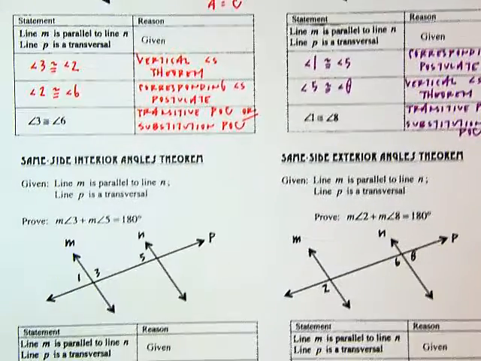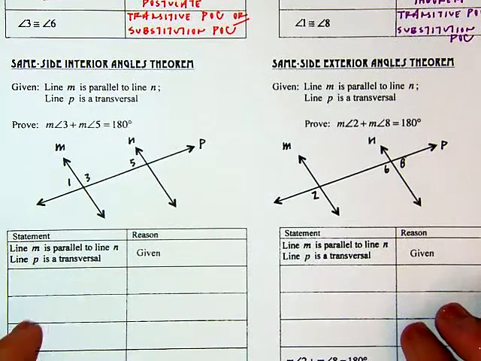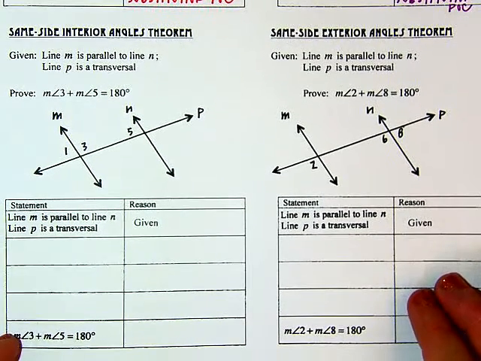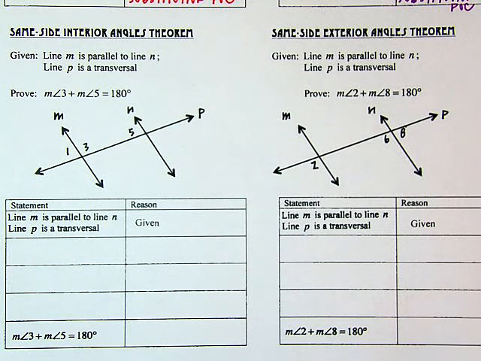All right, next up. So these two at the bottom, same side interior, same side exterior, are also very similar. I could also say consecutive interior or consecutive exterior. In these proofs, we're trying to show why the relationship is one where they are supplementary. And supplementary just means that their measures add up to 180. So I'm making that my end game. I'm saying, okay, let's start with the lines are parallel. They're cut by a transversal. Why is it that the sum of their measures adds to 180?